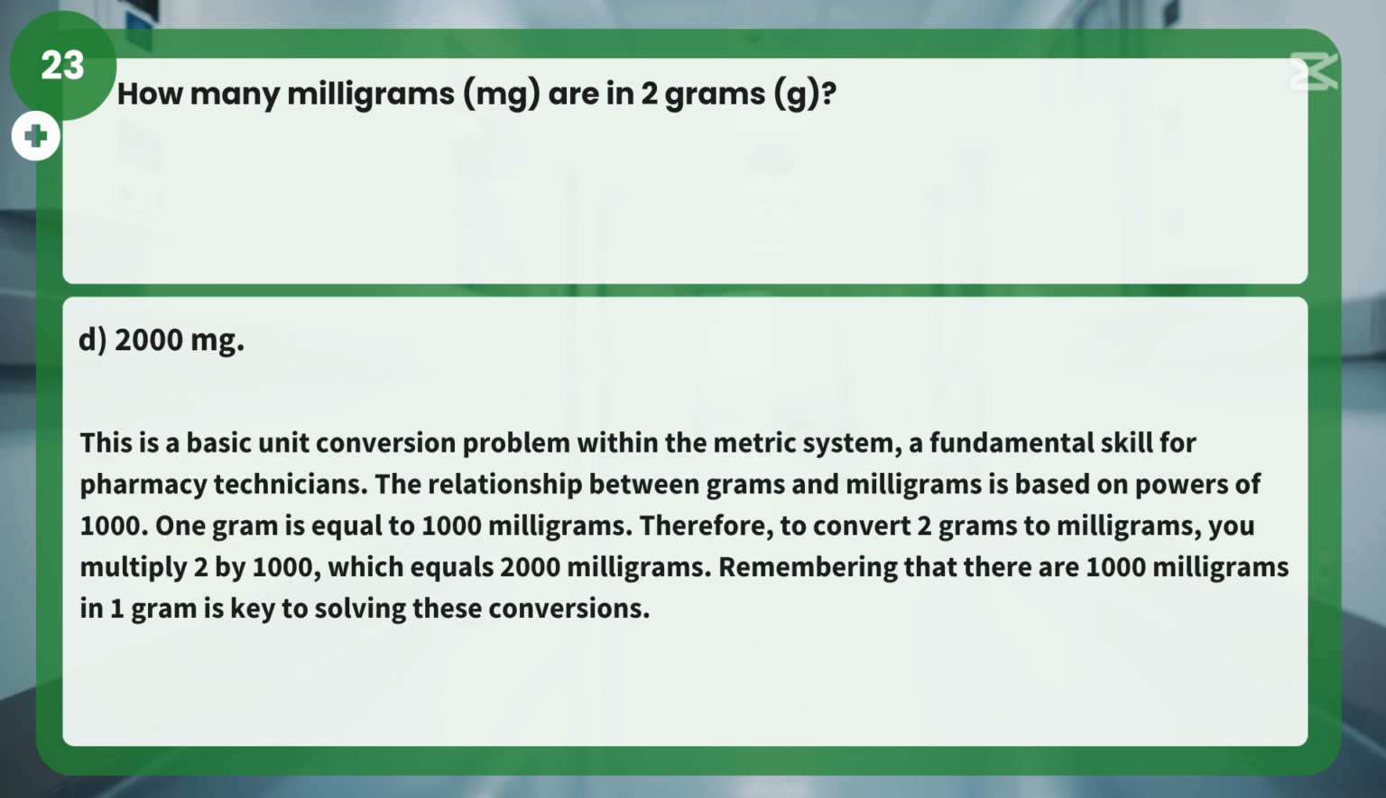Answer: D. 2,000 milligrams. This is a basic unit conversion problem within the metric system, a fundamental skill for pharmacy technicians. The relationship between grams and milligrams is based on powers of 1,000. 1 gram is equal to 1,000 milligrams. Therefore, to convert 2 grams to milligrams, you multiply 2 by 1,000, which equals 2,000 milligrams. Remembering that there are 1,000 milligrams in 1 gram is key to solving these conversions.